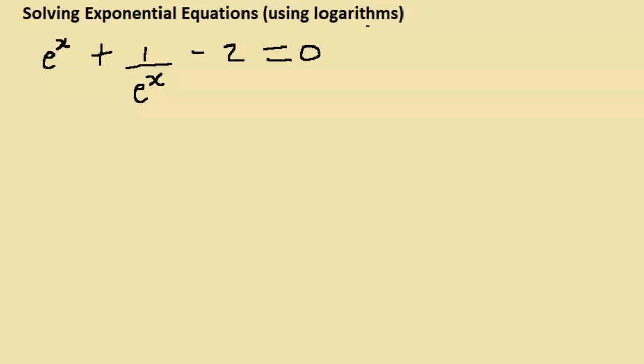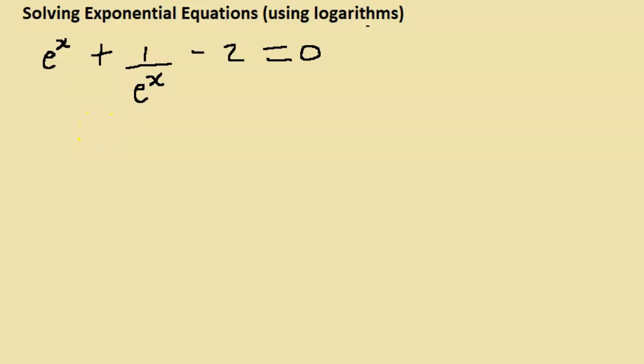So here's a problem I want to look at. e to the power of x plus 1 over e to the power of x, minus 2, is equal to 0. Now we have a problem like this. Well, the most efficient way to go about this problem is to use substitution.